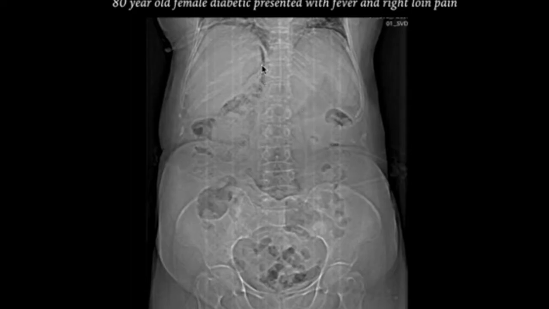And you can see a few linear air lucencies in the right suprarenal region extending up to the hepatic region. The bowel gas is non-specific, and the visualized bones were mildly osteopenic without any abnormal bone lesions.